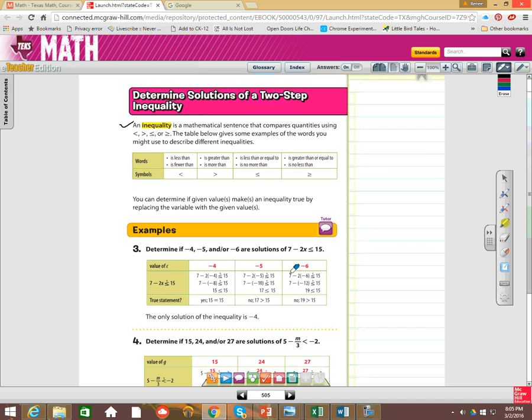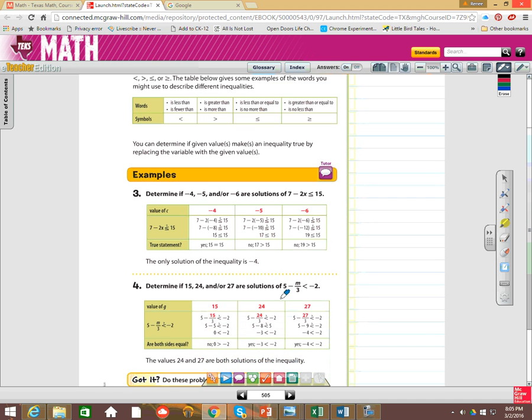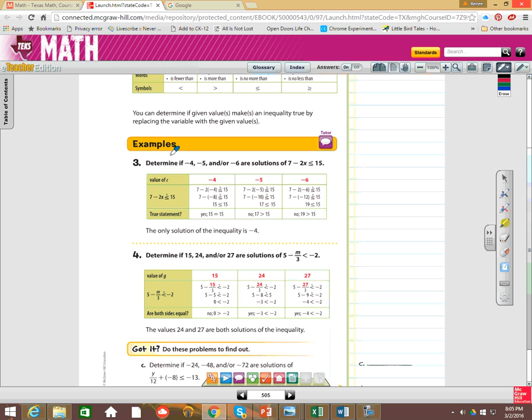So let's look at example 3. Example 3 says determine if -4, -5, or -6 are solutions to the problem. This one has been done for you. So if you plugged in -4, this is subtraction, that means that 2 is a negative. So a -4, because of the subtraction sign, if you change the sign, -4 times a -2 will give you what?